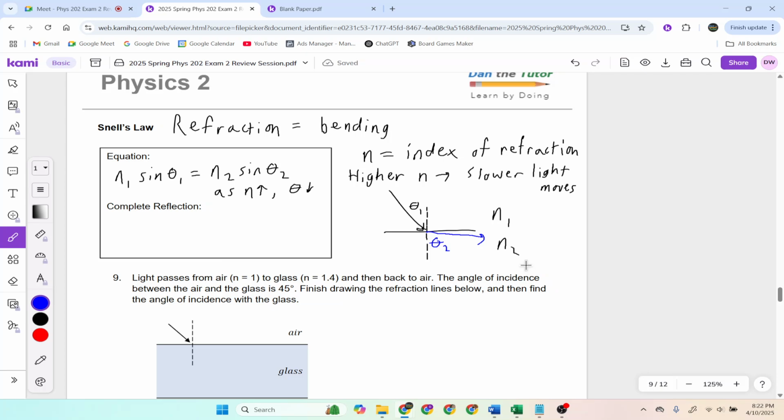Always measure from the perpendicular line. Always measure from the perpendicular line. Now the question for you is, which N is bigger, N1 or N2?